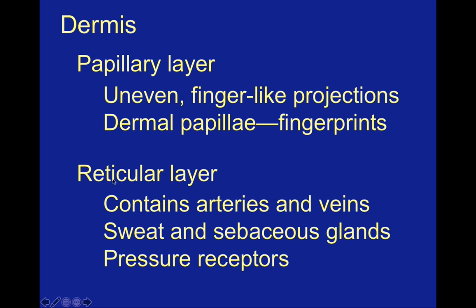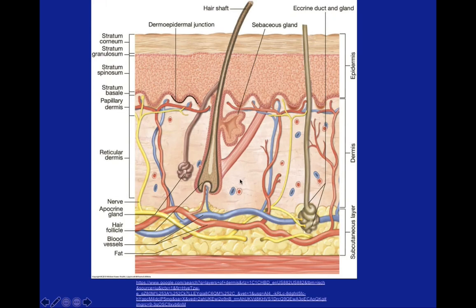Now we'll also find in the reticular layer sweat glands and sebaceous glands, and we're going to find pressure receptors, which help for our general sense of touch. Hair follicles start to arise in the reticular layer, and we're going to see some examples of that moving forward. But first and foremost, what we can see is that the epidermis is going to end here with the stratum basale. And right here, we're going to have the papillary layer of the dermis.